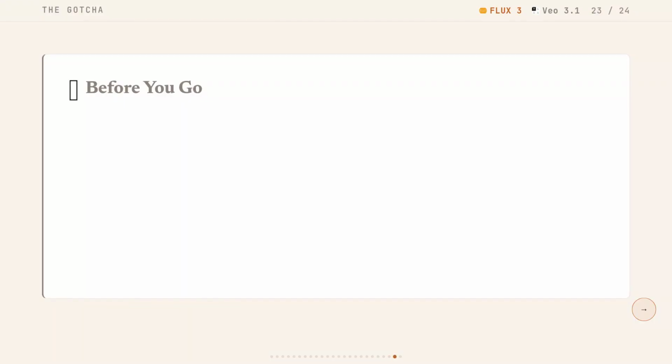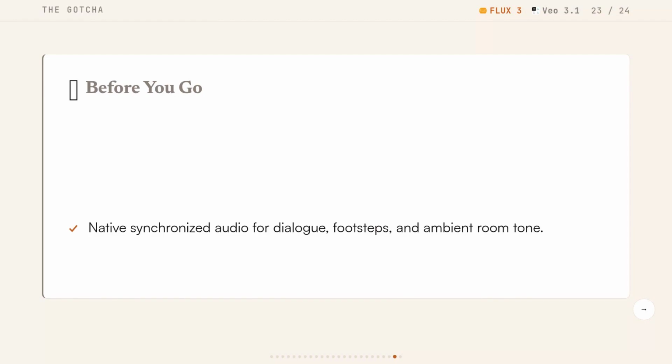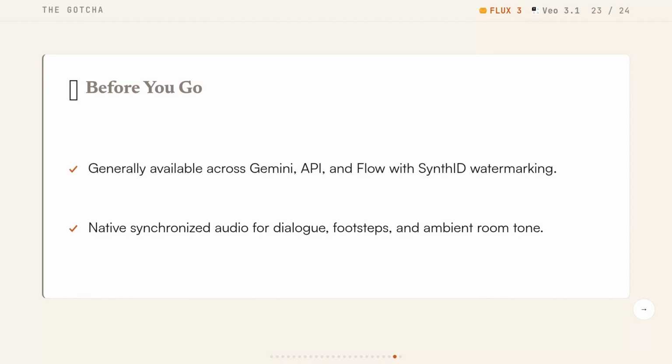One thing that doesn't show up in any of the docs, Veo 3.1 Fast only supports up to 3 reference images per generation, while FLUX 3 accepts up to 10. So if your workflow depends on feeding in a full visual style guide with multiple character sheets, background references, and lighting samples, Veo 3.1 Fast cuts you off at 3, and you won't find that limit until it breaks your pipeline.